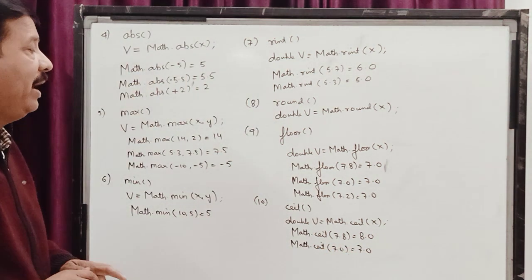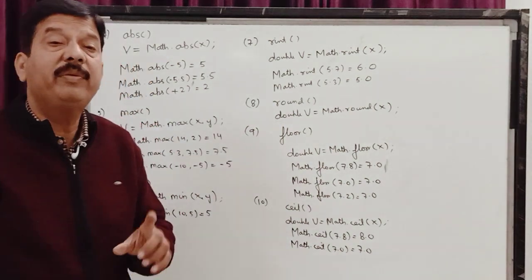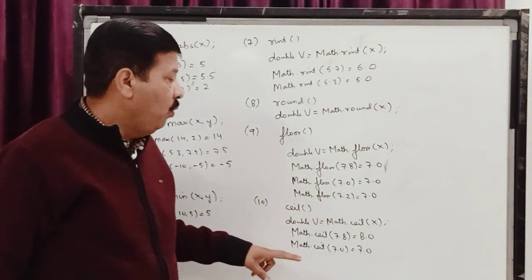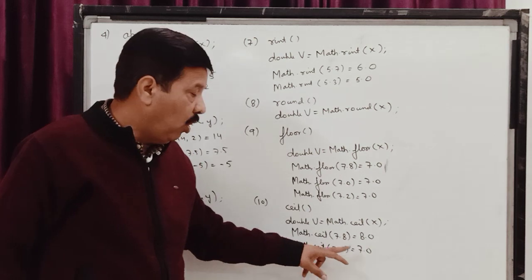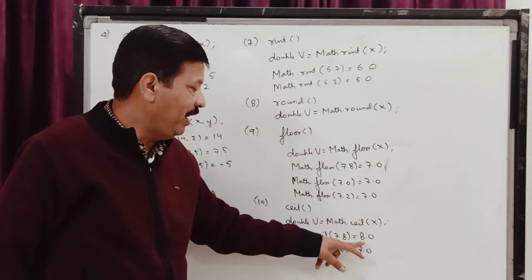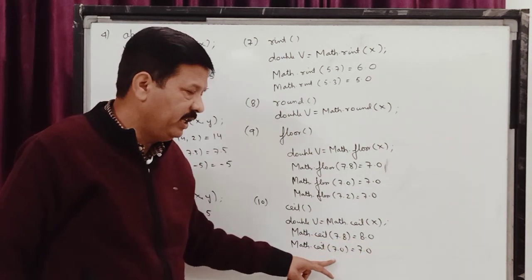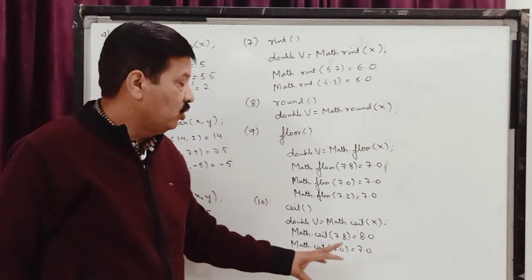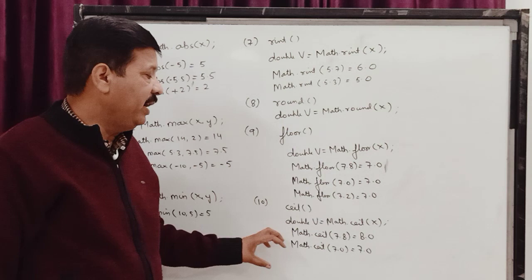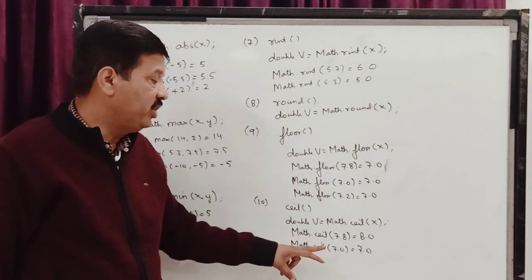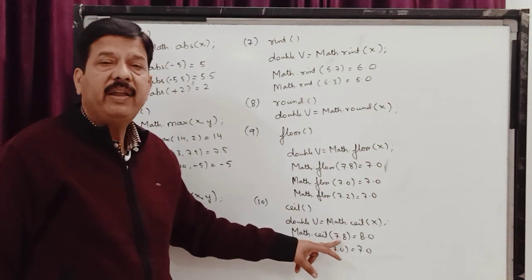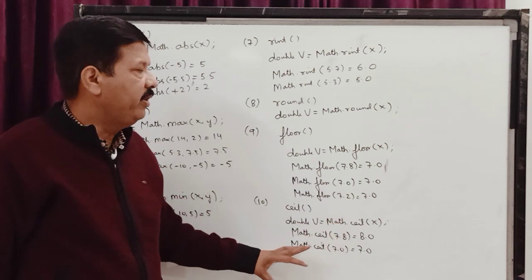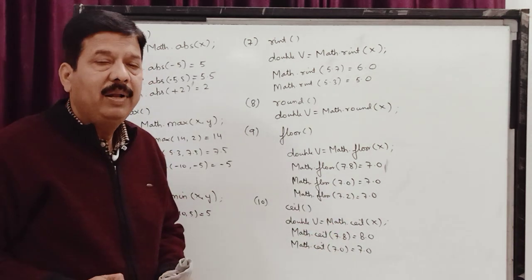So here we say that this function is returning us a decimal whole number value which is equal to or greater than its argument. This value is greater than its argument, this value is equal, but it is returning us a decimal whole number value. So we say that this function is returning us a decimal whole number value which is equal to or greater than its argument, and this function returns us a double value.